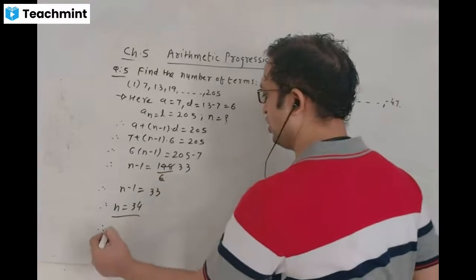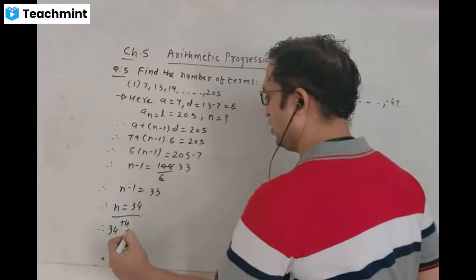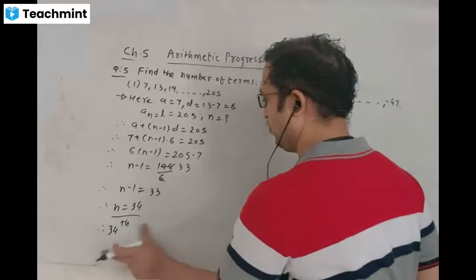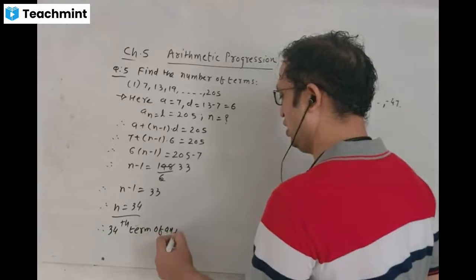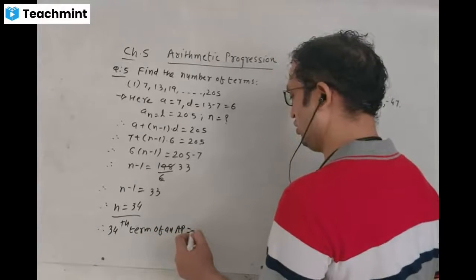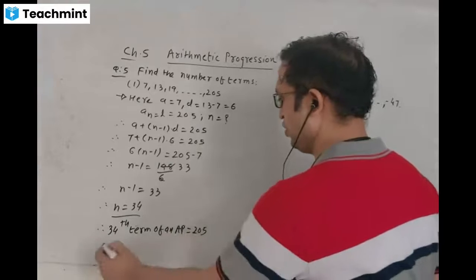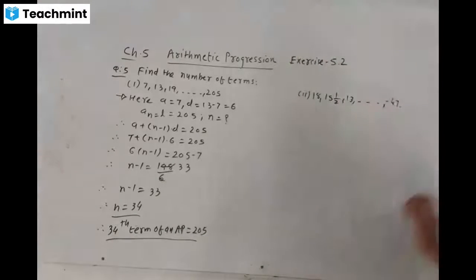Therefore 34th term of an AP, that is equal to 205. Okay, N is equal to 34.